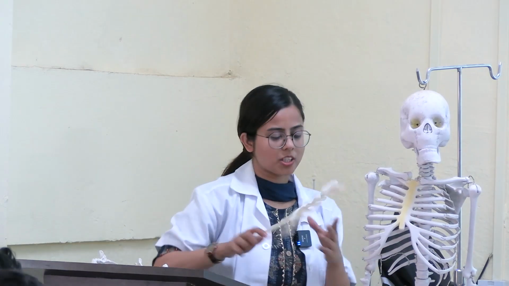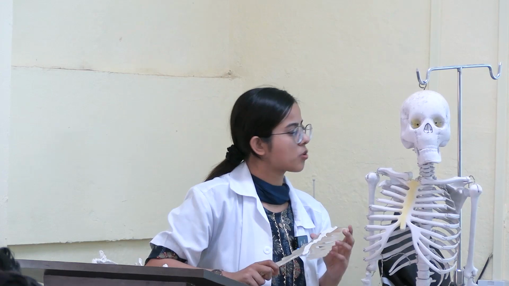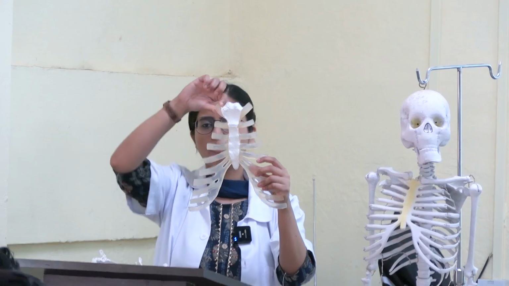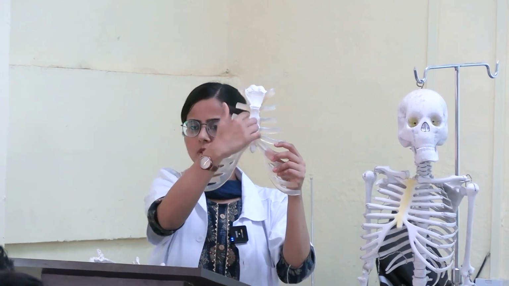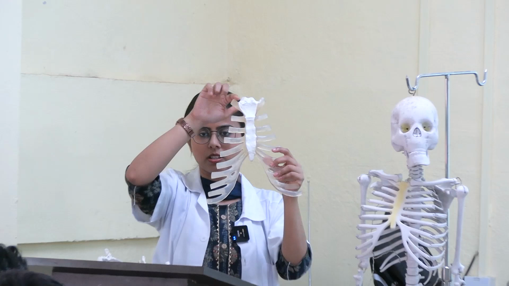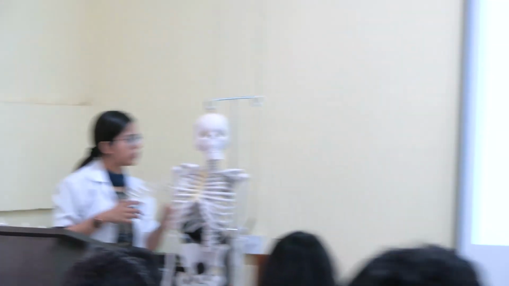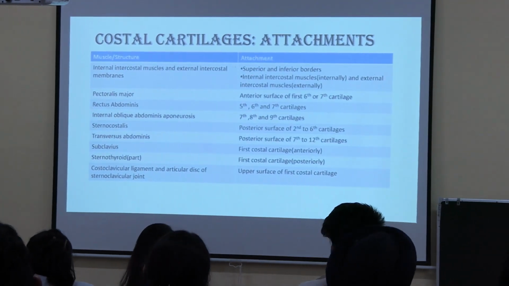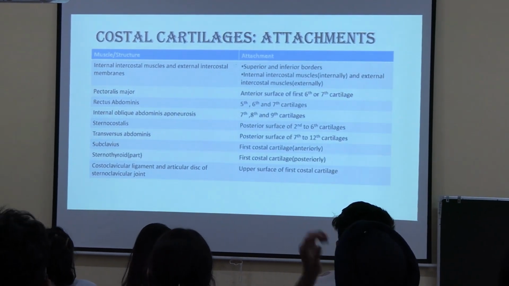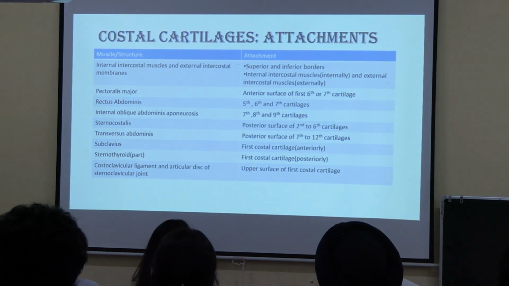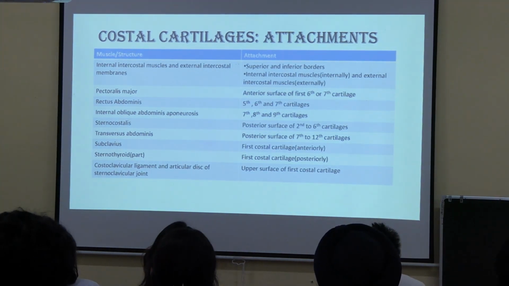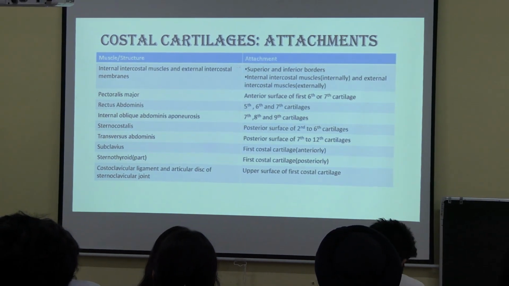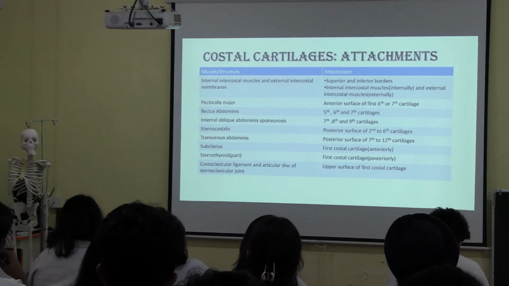Now about the muscle attachments. First are the internal intercostal muscle and external intercostal membrane, attached to the upper border and the lower border. This is the intercostal space, so here will be the intercostal muscles. Next is pectoralis major, attached to the anterior surface of the first to seventh costal cartilages. Then rectus abdominis, on the anterior surface of the fifth, sixth and seventh cartilage. Then the internal oblique aponeurosis, again the anterior surface of the 7th, 8th and 9th.